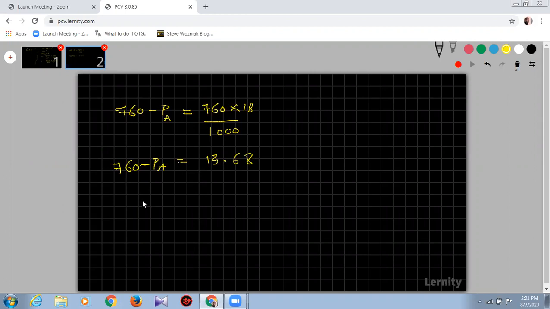Now if you want to calculate PA, it is 760 minus 13.68, which is equal to 746.32. This is the vapor pressure of the solution. And the lowering of vapor pressure, PA naught minus PA, is 13.68.